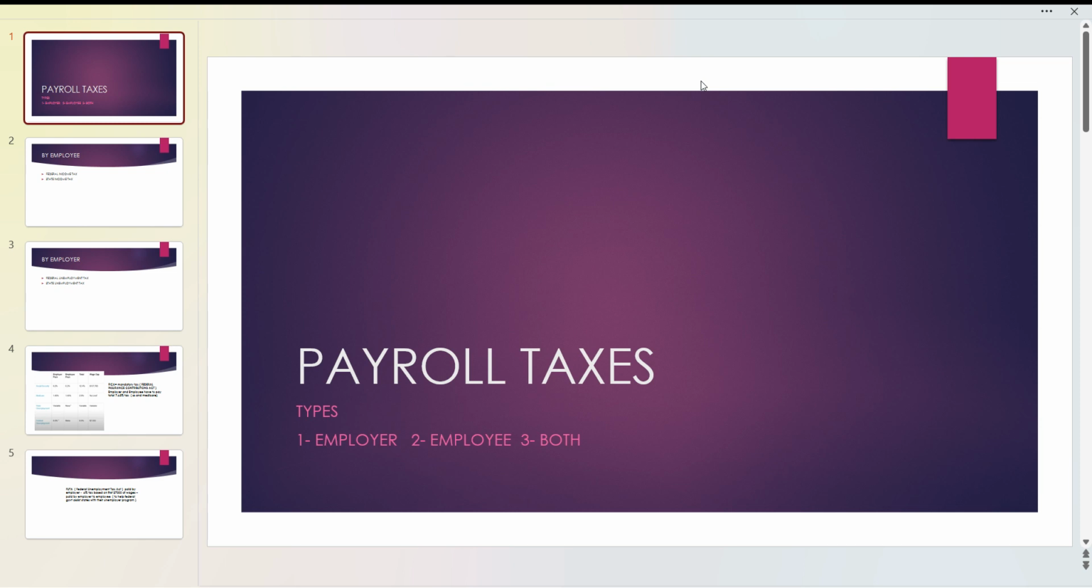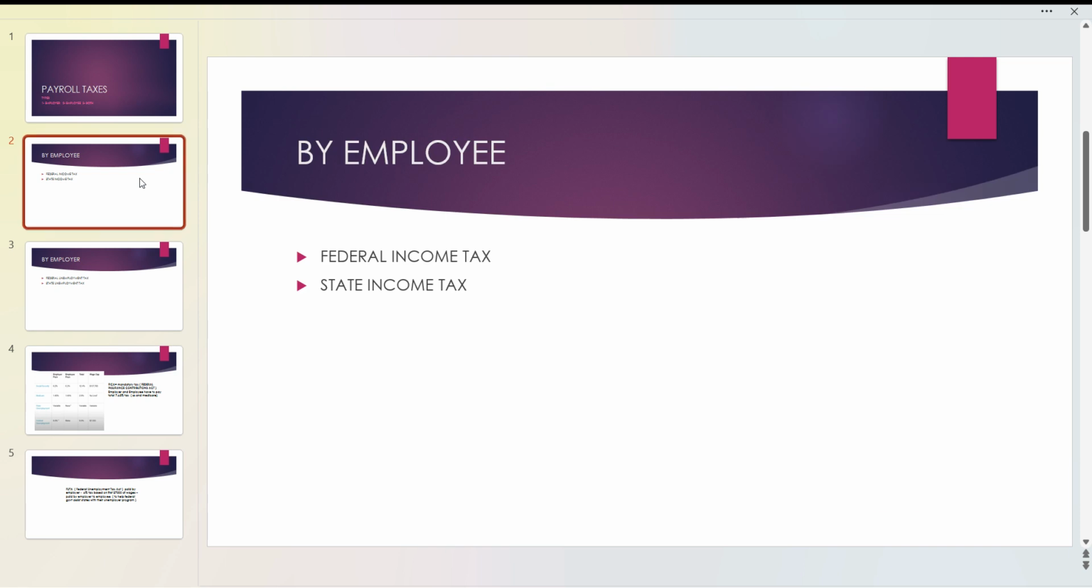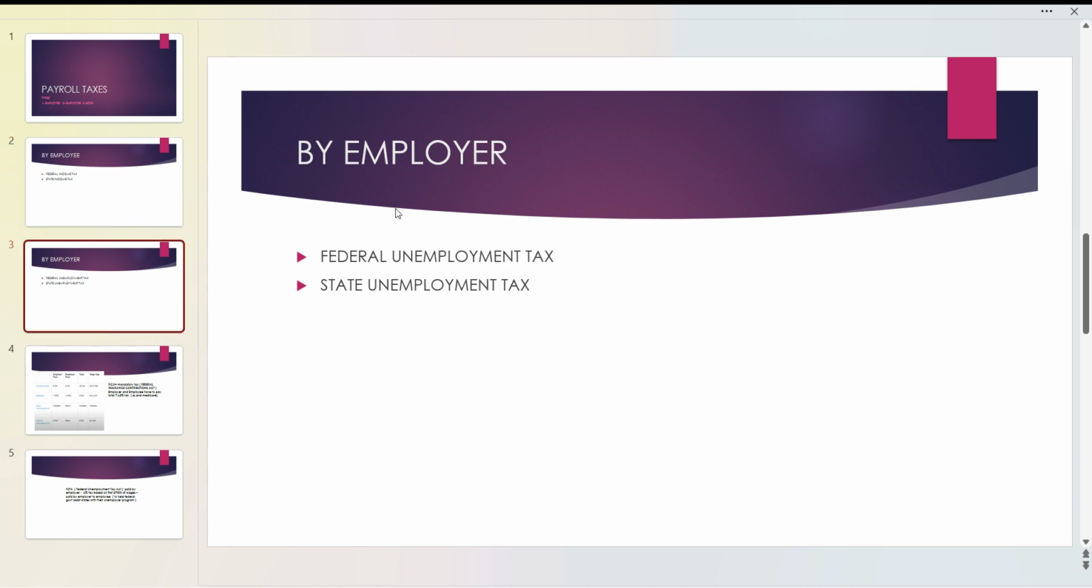Moving ahead, payroll taxes are of three types. One is paid by employer, second is paid by employee, and third is paid by both. Now, moving ahead, tax by employee consists of two things: federal income tax and state income tax. By employer, it's federal unemployment tax and state unemployment tax.